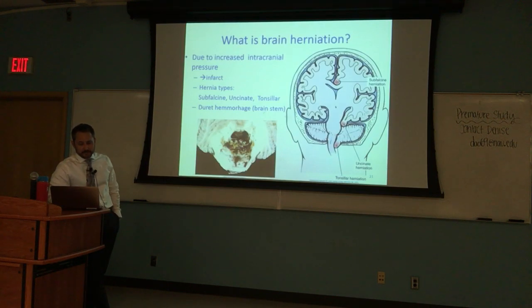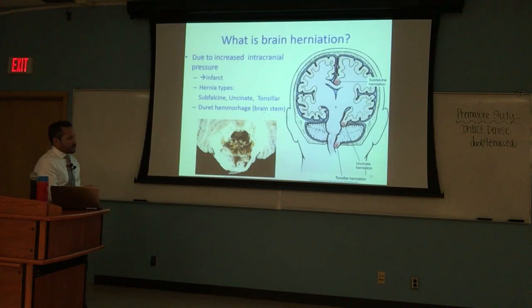Subfalcine, most common. An uncinate is more of a temporal lobe that's being affected. And then the tonsillar is down here towards the brainstem. It actually has nothing to do with the tonsils. It's just kind of in the region of the tonsils, like at the level of the neck or the throat. But it's really impinging on the brainstem.